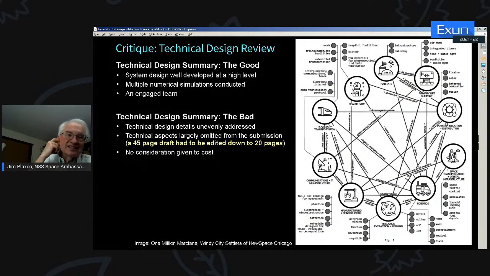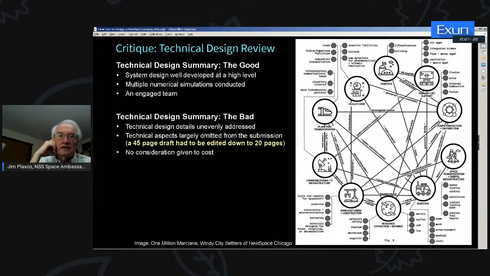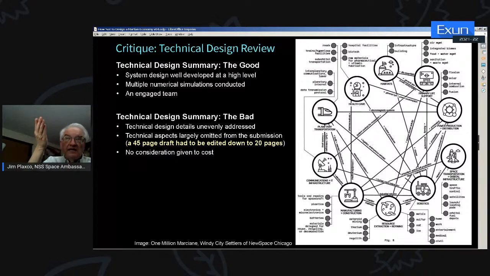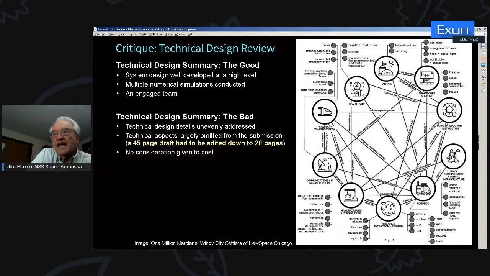My summary of the technical design was that in our report, we had minimal technical information. This diagram that's on the screen here provides the only graphical overview of our technical design. So if I was a contest judge, I would have given us high marks for graphics, but poor marks for not having included more of the technical data that we were working with in our actual contest submission. But as you can see, a 45-page draft had to get whittled down to 20 pages. So a lot of things wound up on the cutting room floor.